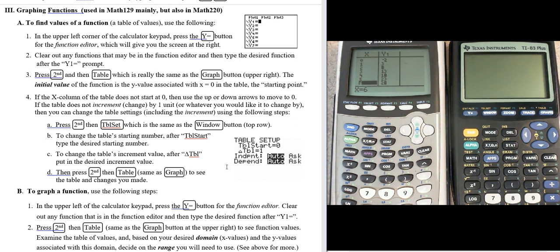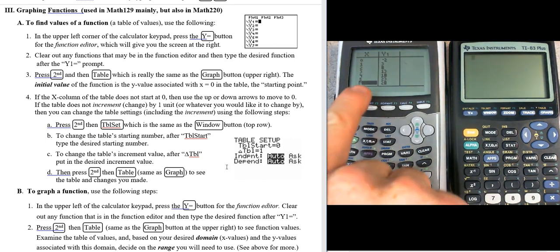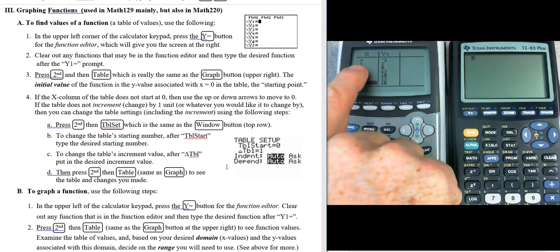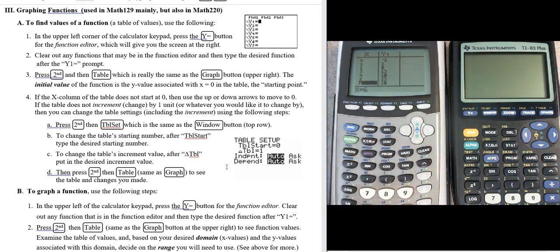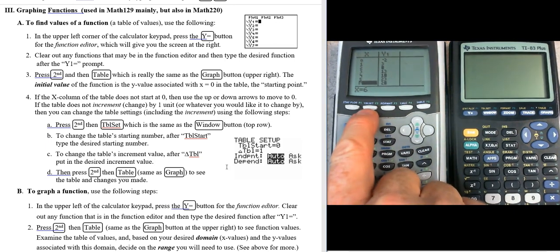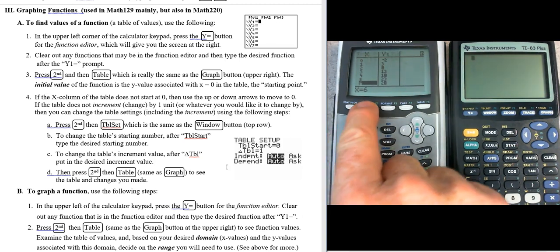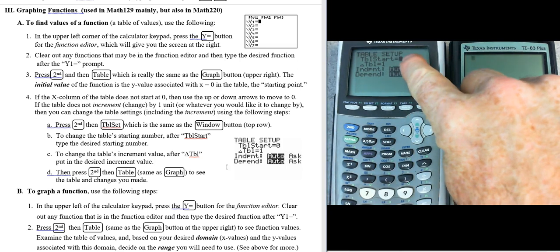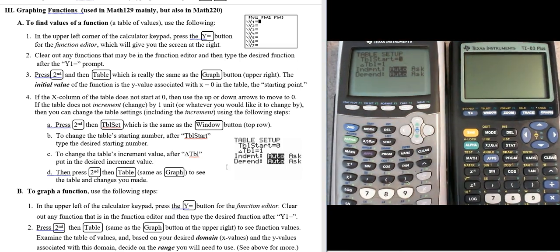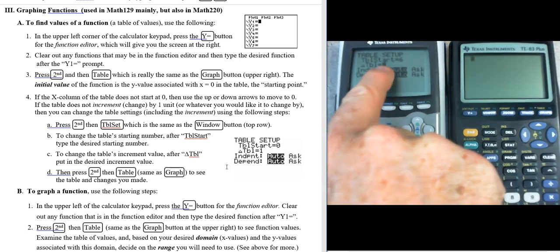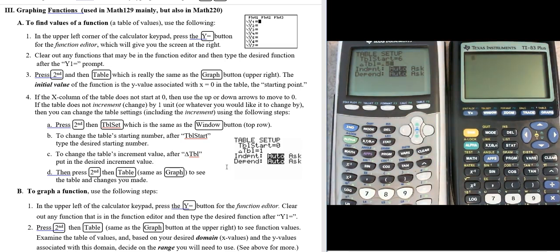Now there is a way to change this so it's not going by ones and it's not starting at 0. You can start at any place and make it go by whatever increment you want. All you have to do there is hit the table set. You see above the window button in blue it says table set. So if I go second table set, I can set my starting number. Let's set my starting number at 6, for example. And then my increment, instead of by 1, let's go by 0.5.